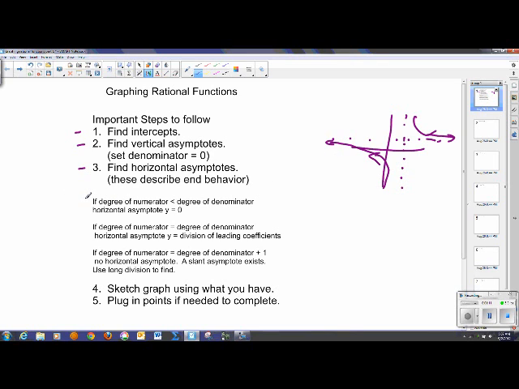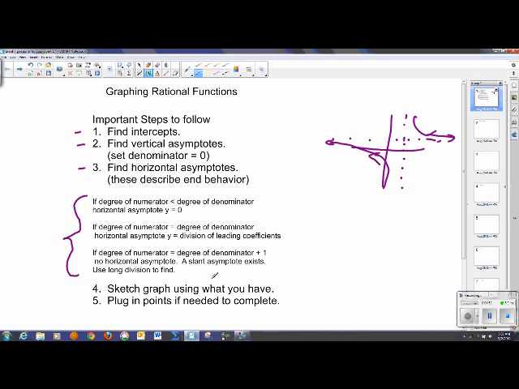And some key things for finding those horizontal asymptotes are looking at the degrees of the numerator and denominator. So if the degree of the numerator is less than the degree of the denominator, you have a horizontal asymptote at y equals 0. If the degree of the numerator is equal to the degree of the denominator, you just divide the leading coefficients, and that will be the horizontal line of the asymptote. And if the degree of the numerator is 1 more than the degree of the denominator, you're not going to get a horizontal asymptote, but you're going to get something called a slant asymptote, and that will be in our next lesson. And we'd have to use long division to find that.